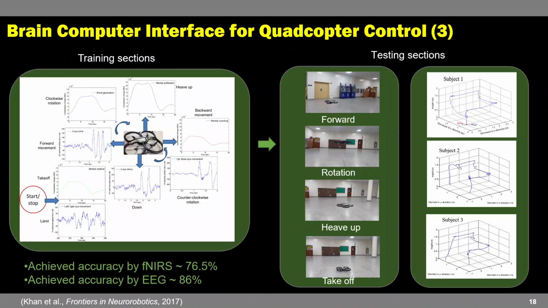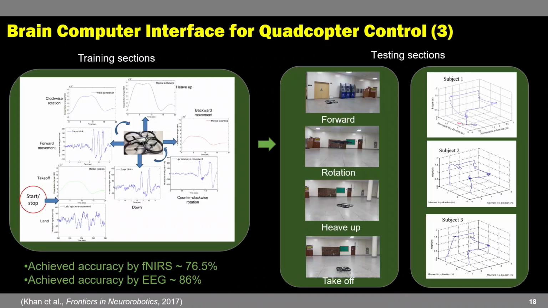On the right part, they draw the trajectory of the quadcopter movement. So they designed the trajectory, but you see some of the subjects can control the quadcopter perfectly, but some maybe not. Eventually they get an accuracy with fNIRS of around 76%, but in the EEG case it can reach 86%.